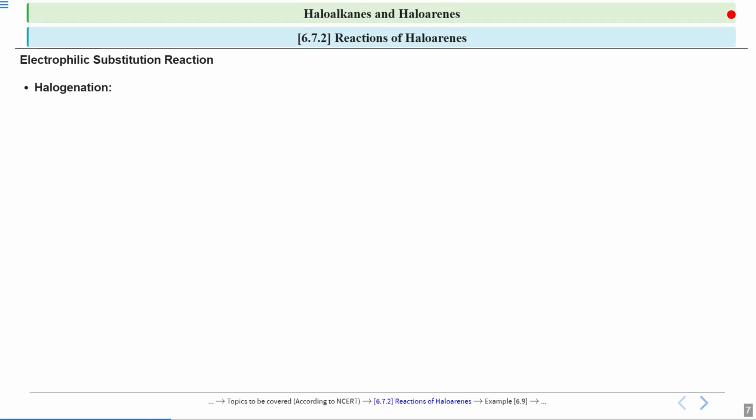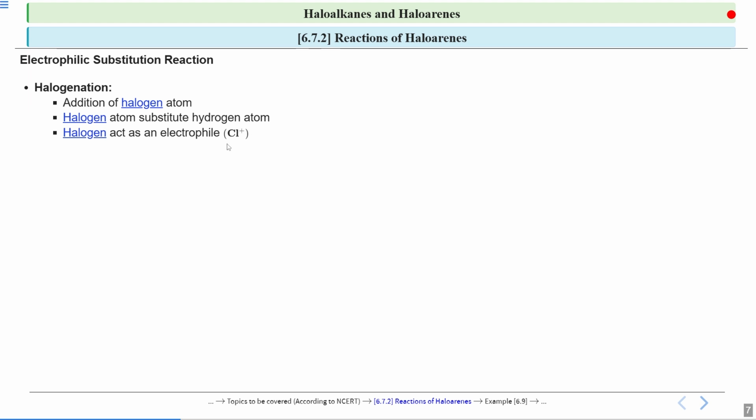Halogenation. Let's see that halogenation is first of all the addition of a halogen atom. So the halogen atom substitutes the hydrogen atom. If you are doing the halogenation of your haloarenes, that means you are adding a halogen atom into them. So what will happen? The incoming halogen atom will substitute the hydrogen atom of the benzene ring and attach to the benzene ring. Halogen will act as an electrophile here.